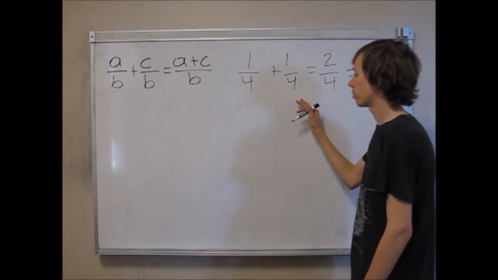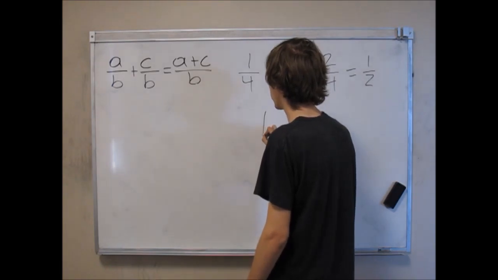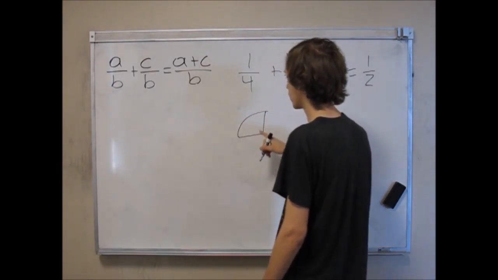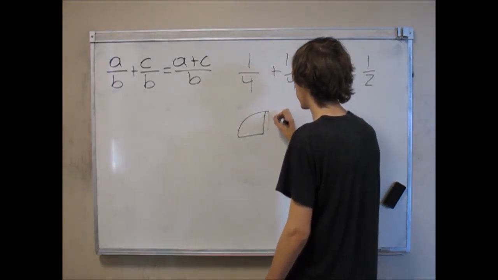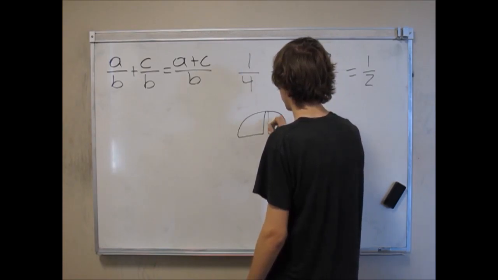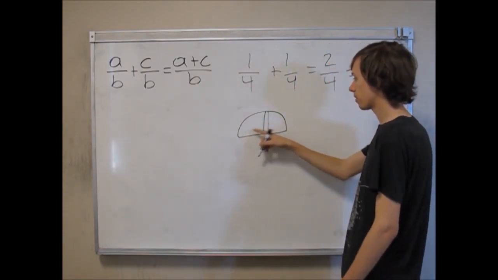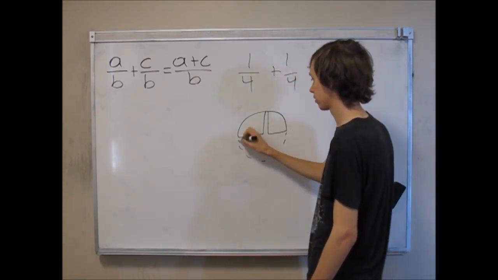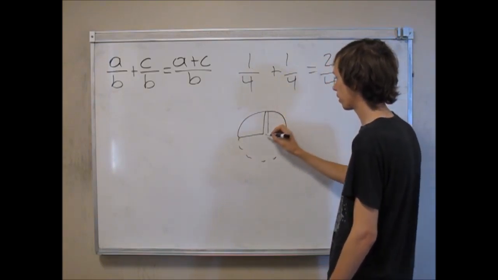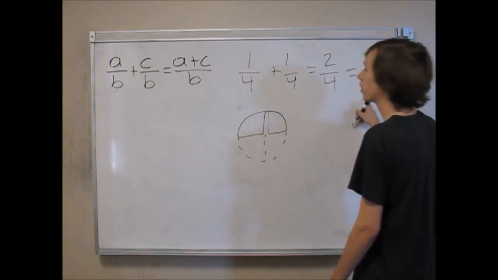And this sort of makes sense, right? Because if we had, remember our pizza from earlier? If we had 1/4 of a pizza and we added another 1/4 of that pizza, now we have like half of a whole pizza, right? So 1/4 plus 1/4 is 1/2.